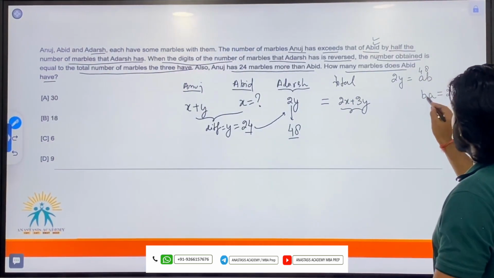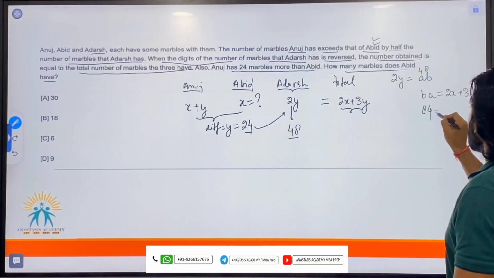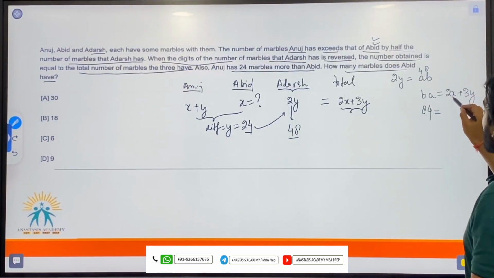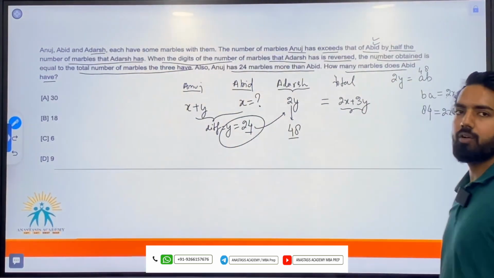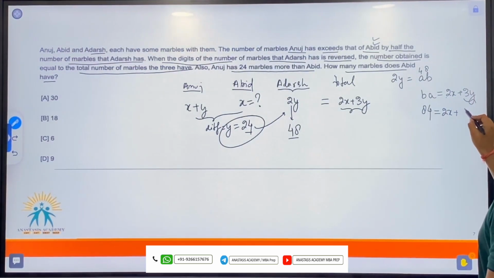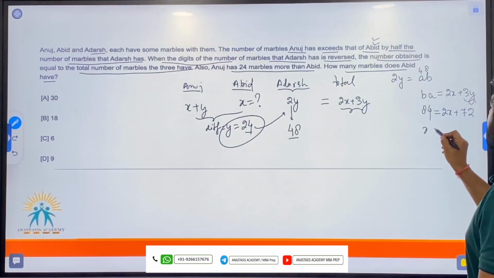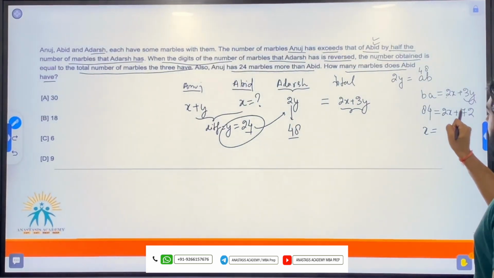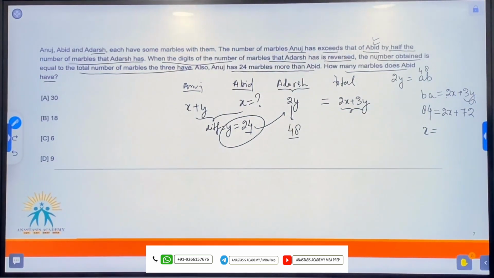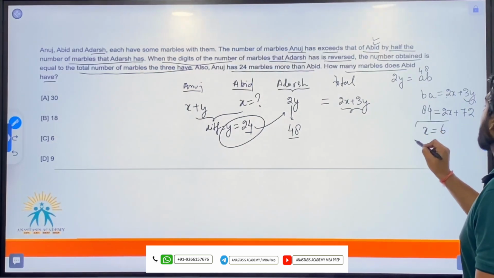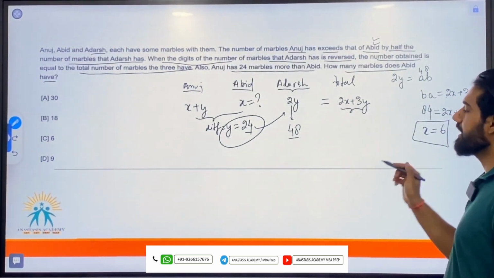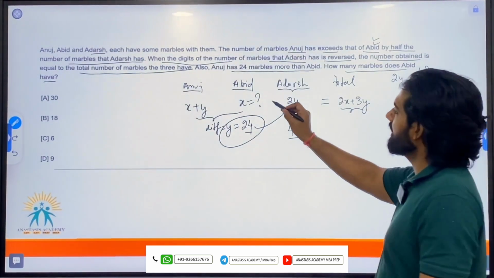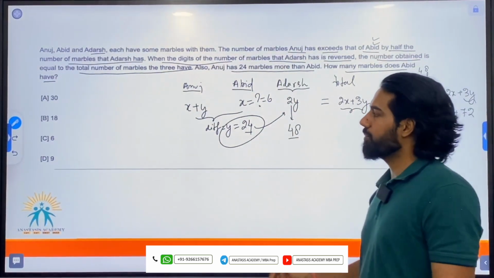So if I reverse these two numbers, I get 84, and 84 is equal to the total number of marbles, which is 2x plus 3y, and y is already known, 24. 24 into 3 is 72. So I get the value of x as how much? 84 minus 72 is 12, divided by 2 is 6. So I get the value of x as 6. So the number of marbles with Arvind is 6. So the correct answer to this question is option C.